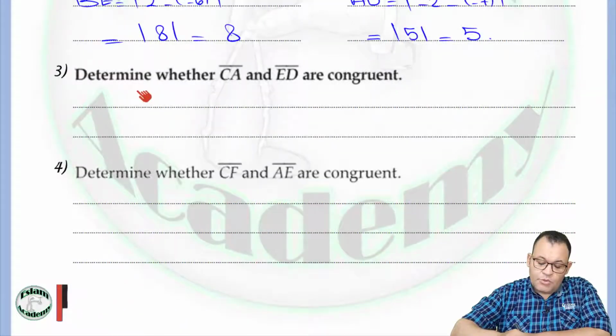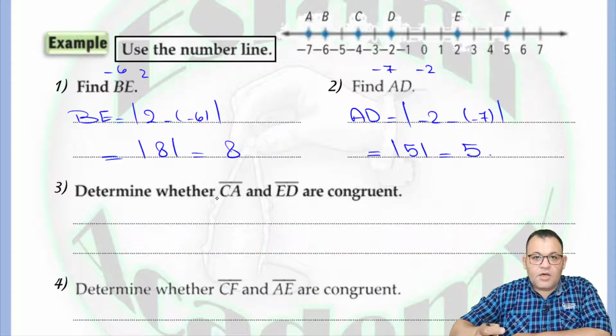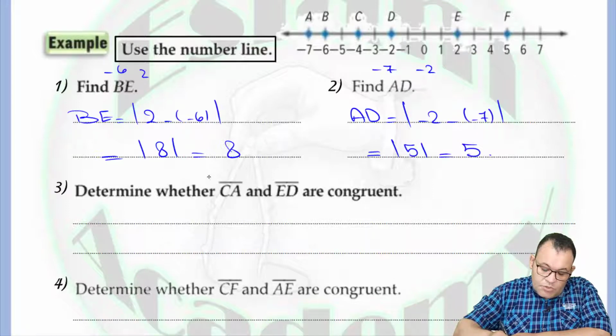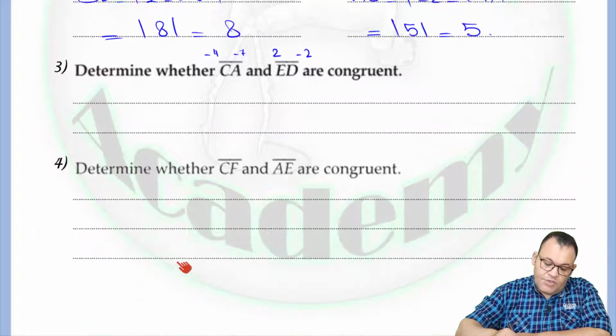In number 3, we need to determine whether CA and ED are congruent or not. To find if they are congruent or not, we need to find the length of each one of them. C equals -4. A equals -7. E equals 2. That's the value of E. D equals -2. Now we need to find the length of each of them.